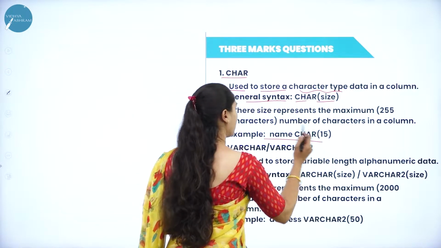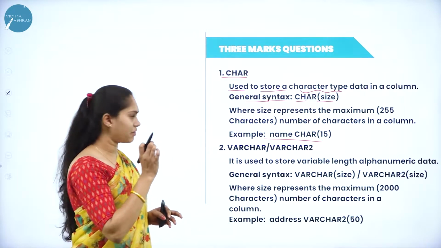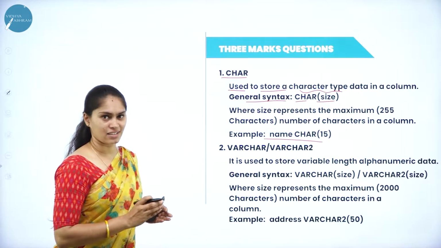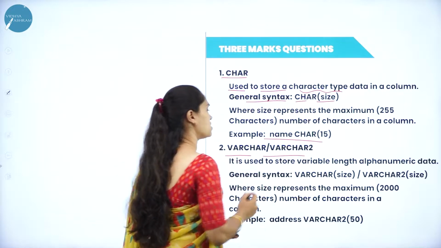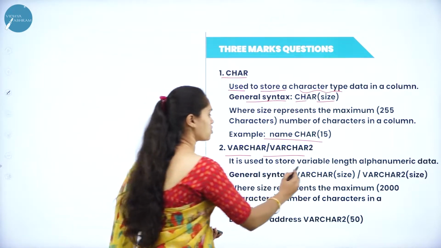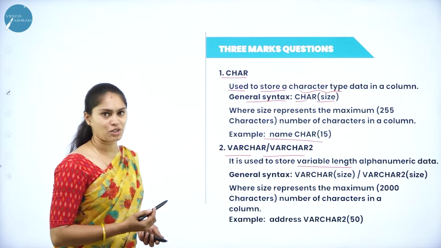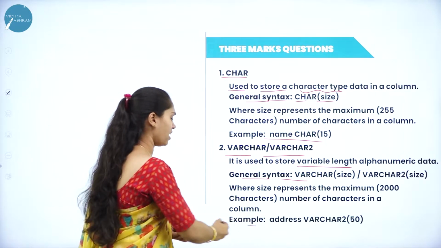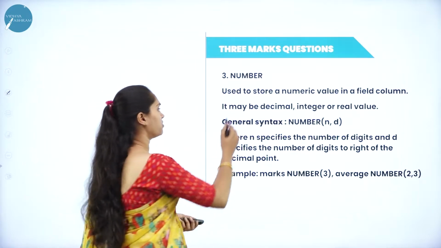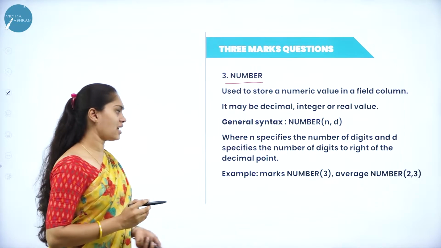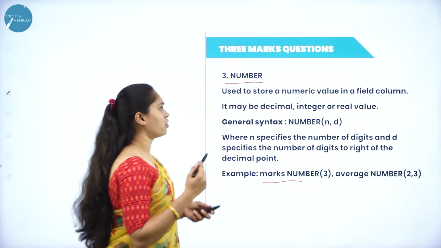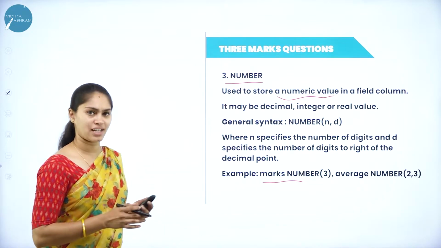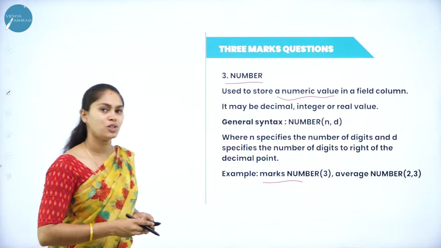Along with that, I have taken one example. I am taking a variable called name of data type char, which is going to hold up to 15 characters. In the same way, I have taken this varchar2, and mainly it is used to store variable length alphanumeric characters, and I have also listed its general syntax along with an example. In the same way, for number, write its general syntax and one example, and mention in order to store which kind of data in a column we are going to use this data type in SQL. This is what you have to write for the answer.